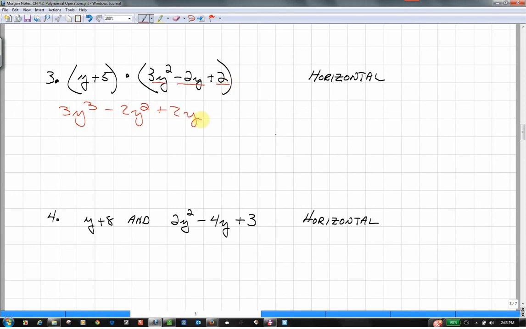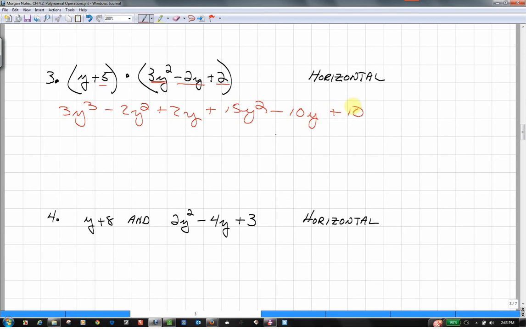Now that I'm done with the y, I'm going to move to the 5. So 5 times the 3y squared is plus 15y squared. 5 times a minus 2y is minus 10y. And lastly, 5 times 2 is plus 10.